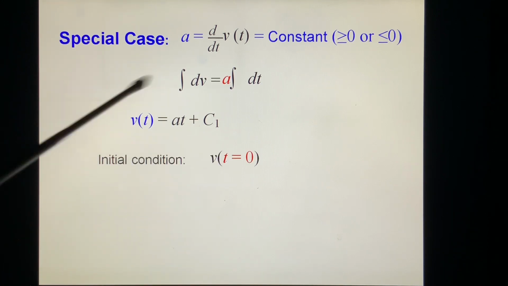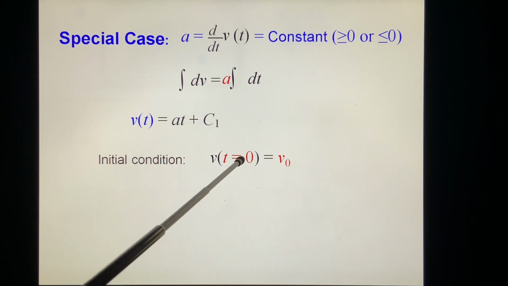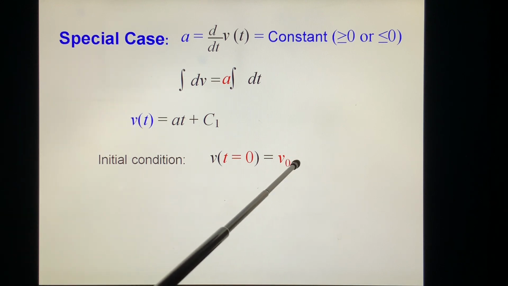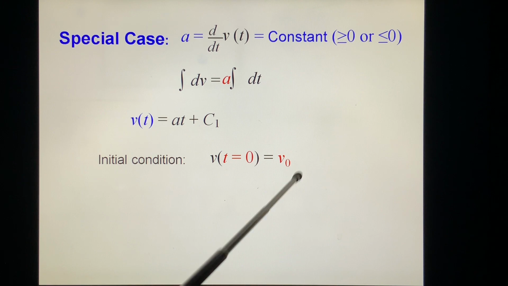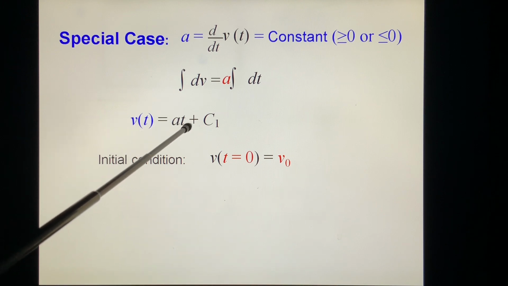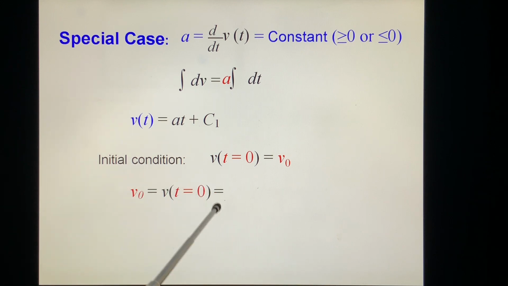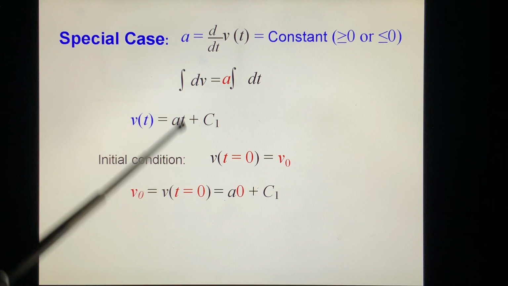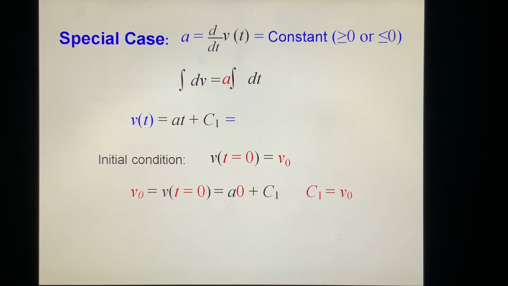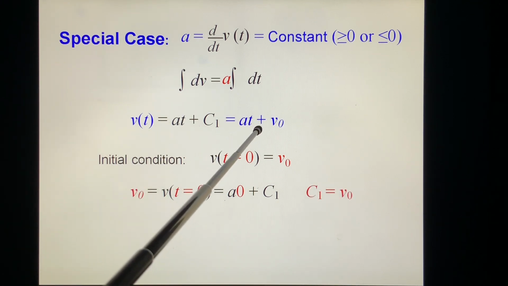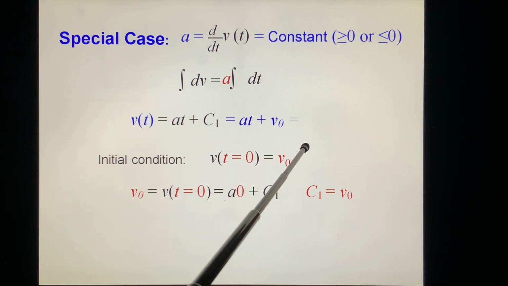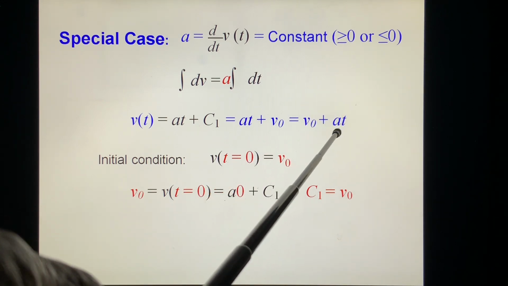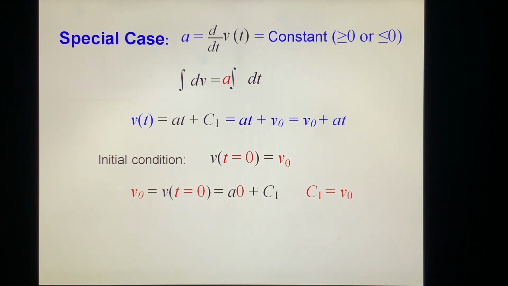This constant is determined by the initial condition. When t equals 0, v equals v0, which is called the initial velocity. So we find c1 equals v0, and we put it inside. We get at plus v0, and rearranging, v0 plus at. We're familiar with that one.